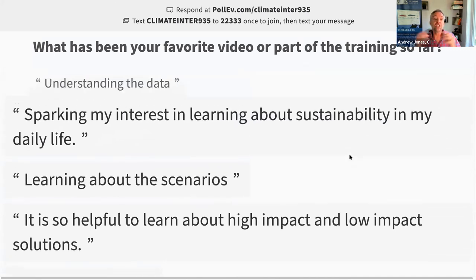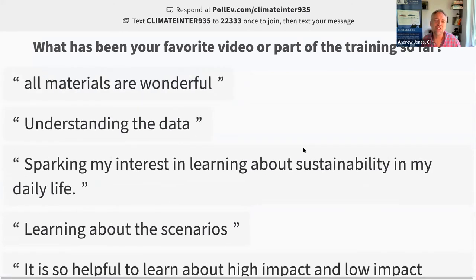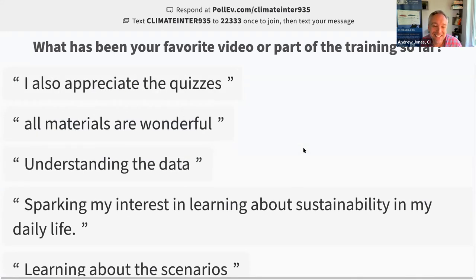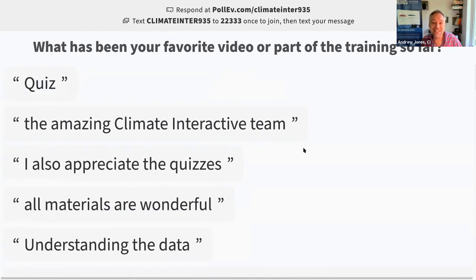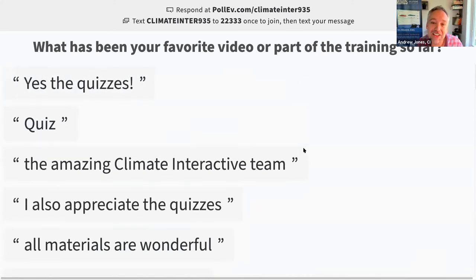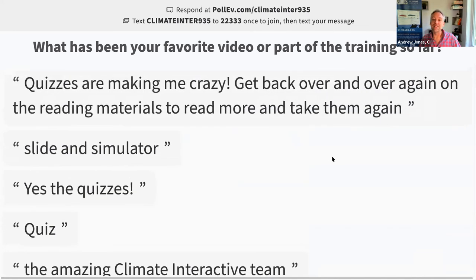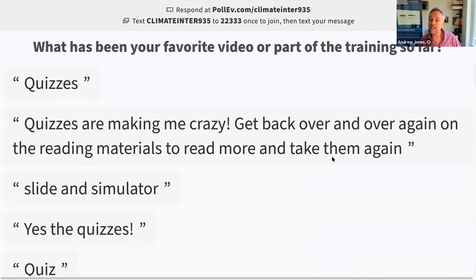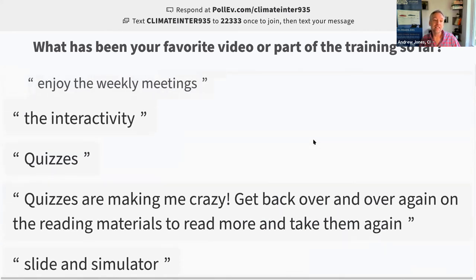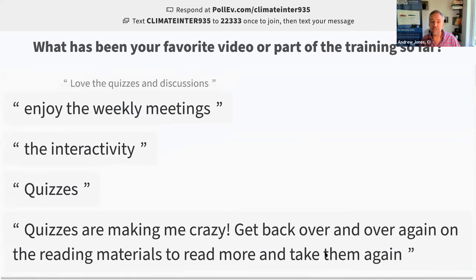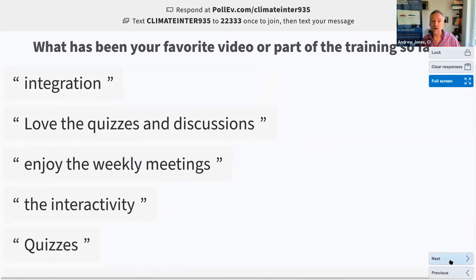Learning about the scenarios. Sparking my interest in learning about sustainability. Understanding the data. All the materials are, wow, this is so lovely to see. Appreciate the quizzes. That's six. The amazing team. Oh, thank you guys. Oh, again, the quizzes. That's not you, Janet. You wouldn't do that. Slide and simulator. Okay, fantastic. They're making you crazy. Read the materials and read more and then take them again. The interactivity, fantastic. Join the weekly meetings. Well, we love having you here too. The quizzes and discussions. Oh my God, that's eight. Unbelievable. Integration. Okay, we're going to go to the next question.